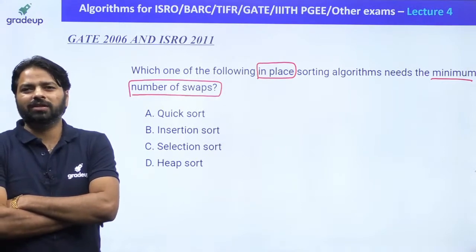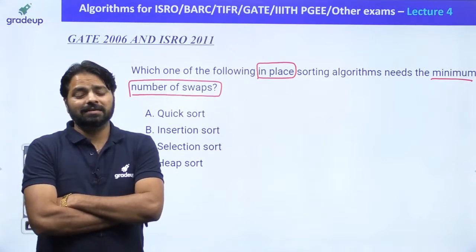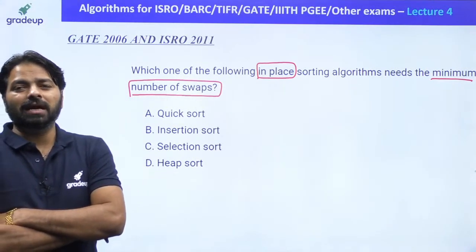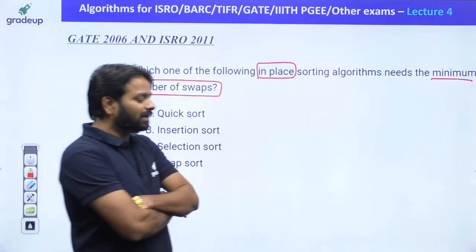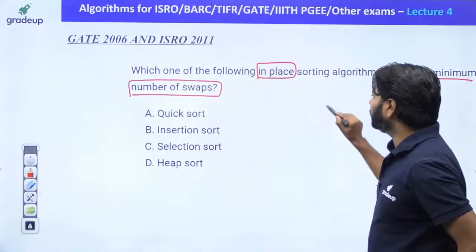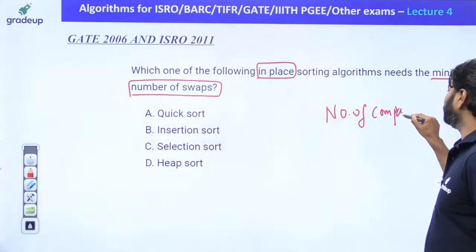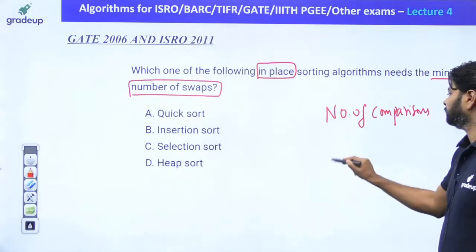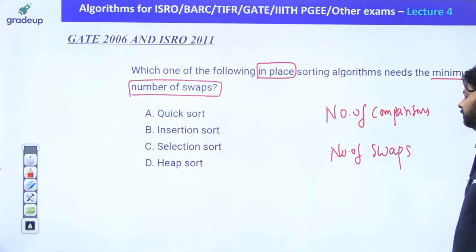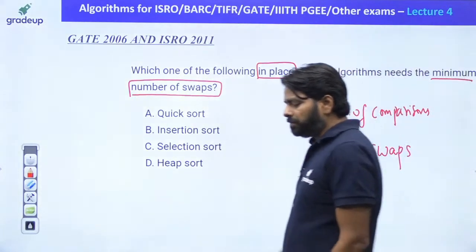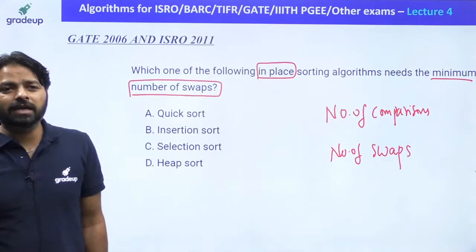Here you will get confused a lot, because I didn't ask about the time complexity. I didn't ask about comparisons. I am asking about the swaps. Both are different, guys. Number of comparisons is different, number of swaps is different. Both questions are different. Yes, Aditya is answering right.